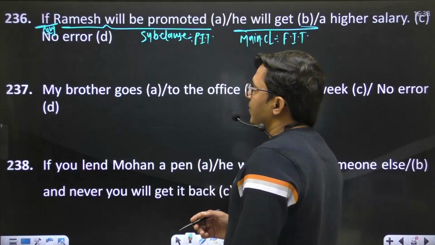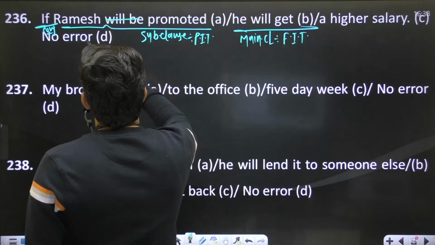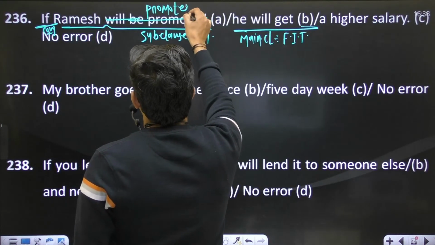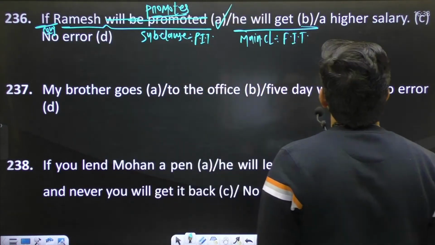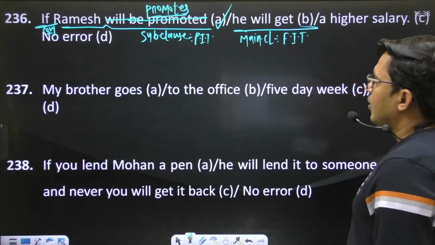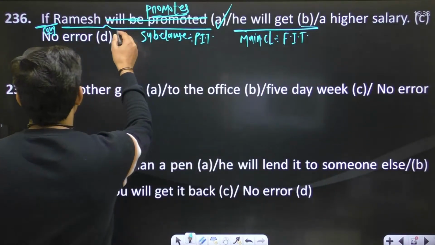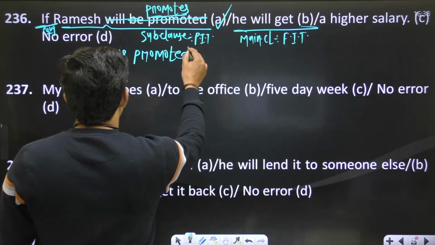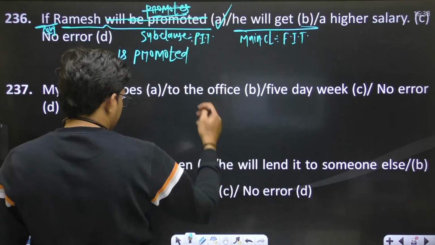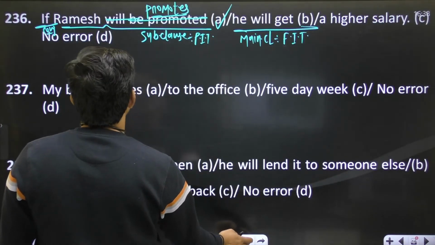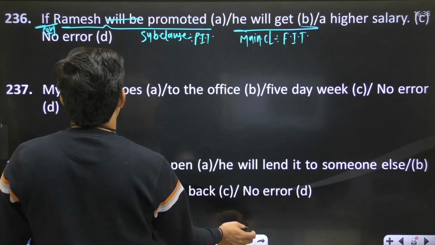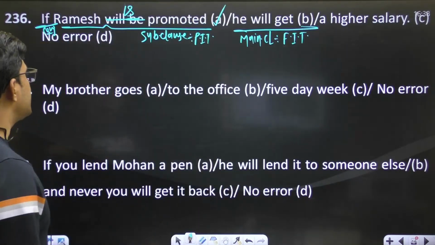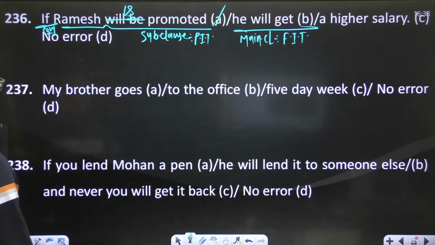So if you apply it in the sentence, it will be: if Ramesh promotes, he will get a higher salary. Or you can say, if Ramesh is promoted. Don't use promotes, speak like, if Ramesh is promoted. Now the sentence is okay: if Ramesh is promoted, he will get a higher salary. You have an error in part A.